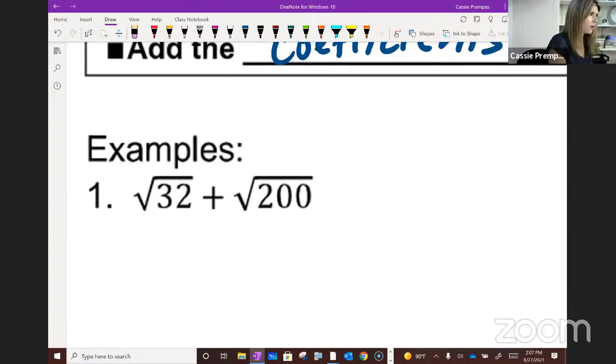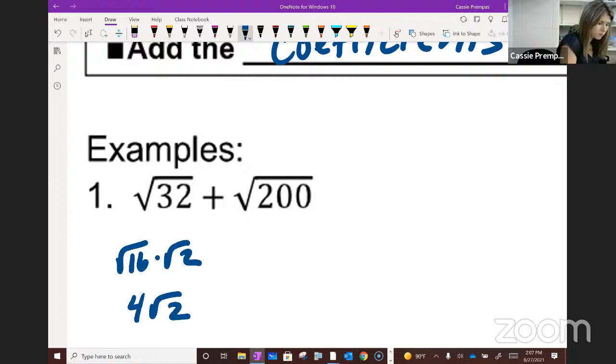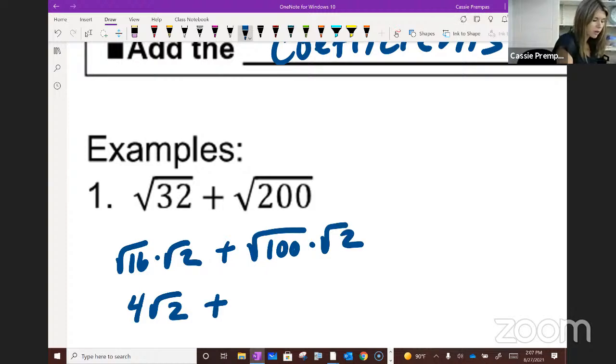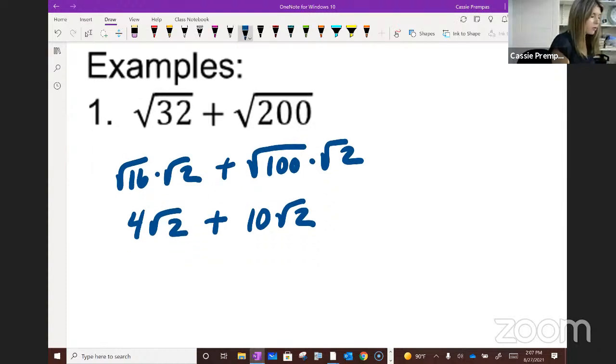Let's use method 1. 32, what's the highest perfect square that goes into 32? 16. It's 16 times 2, which would be 4 root 2. The highest perfect square that goes into 200 would be 100. Square root of 100 is 10. What would be 4 root 2 plus 10 root 2? 14 root 2.